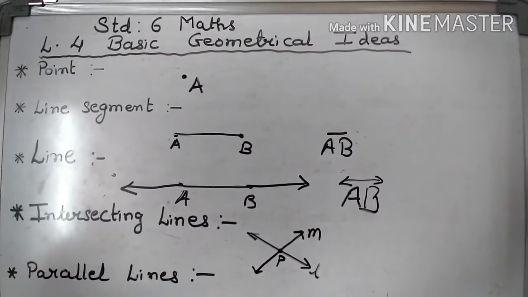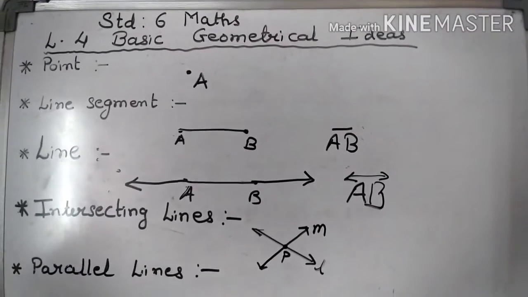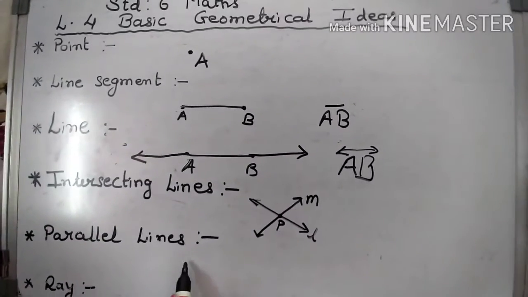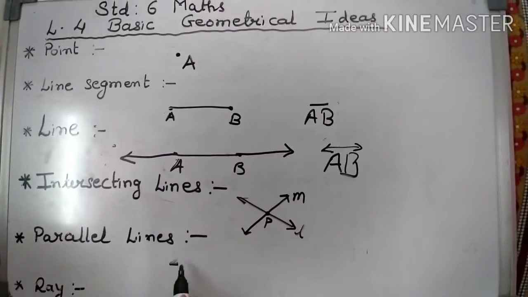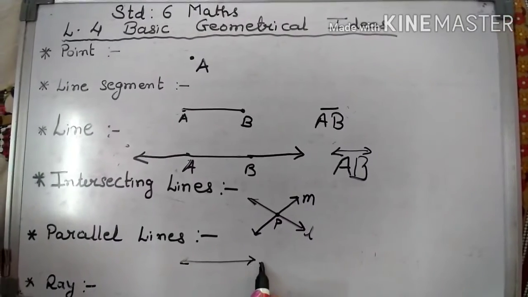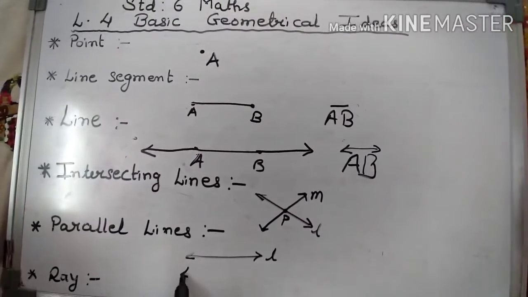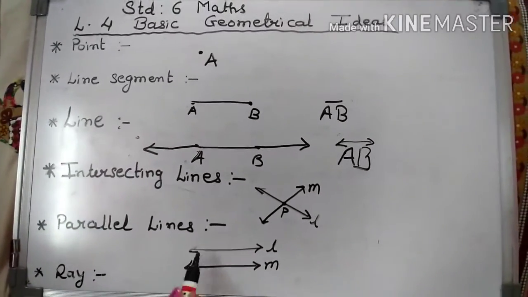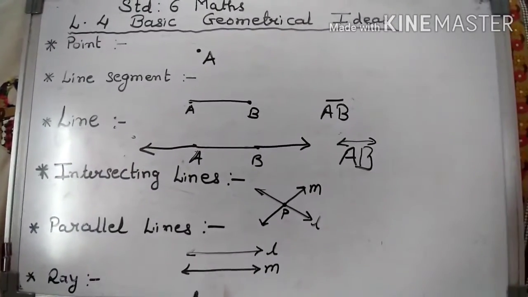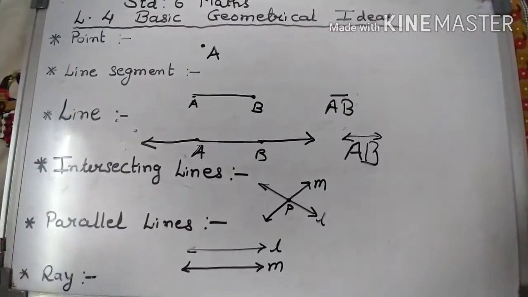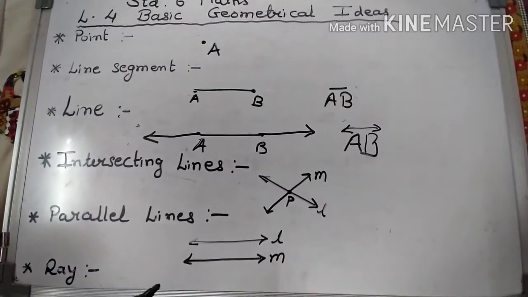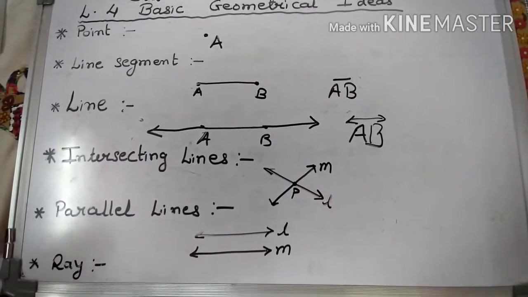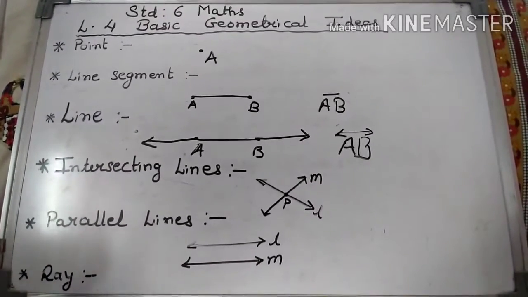Now, let's see the other lines, that is, parallel lines. Lines which do not intersect. Suppose this is your line L and line M. You can see that both the lines do not intersect at any point. Lines which do not intersect each other are called parallel lines.